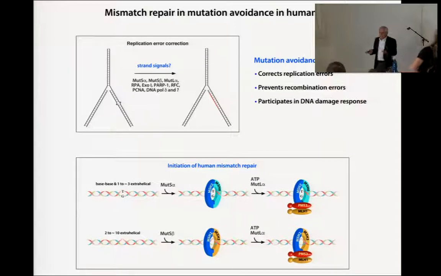But before I do that, I want to introduce you to the proteins involved in the initiation of human mismatch repair, because I think it'll make what I say later easier to follow. So unlike E. coli, or bacteria, which have a single mismatch recognition activity, eukaryotic cells have two.